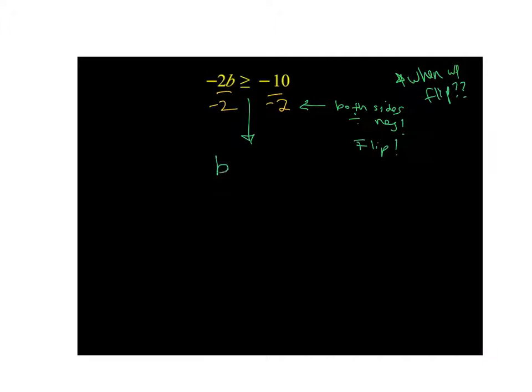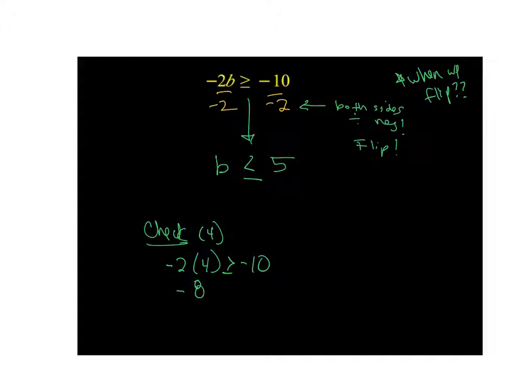I am going to solve this as b is less than or equal to 5. And this time, instead of doing it wrong a whole bunch of times, I'm going to check it right. Let's think of a number that is less than 5. I'm going to choose 4, a number less than 5. Is it true that -2 times 4 is greater than or equal to -10? Well, that simplifies to -8. -8 is closer to 0, so yes, indeed, -8 works.